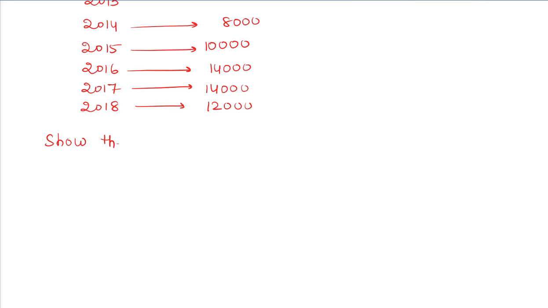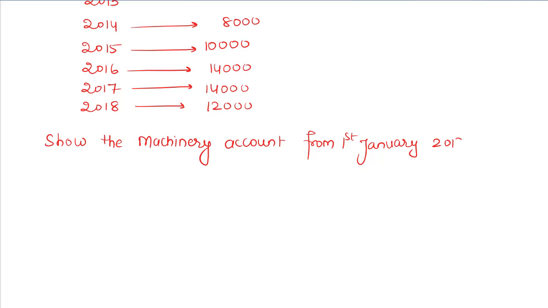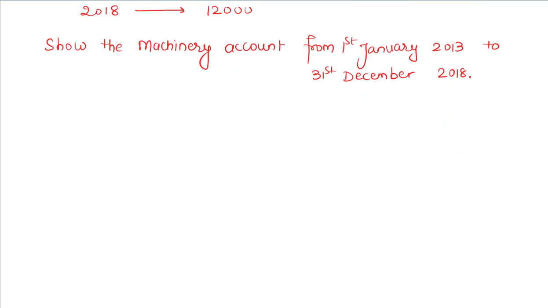Show the machinery account from 1st January 2013 to 31st of December 2018. Is it clear?